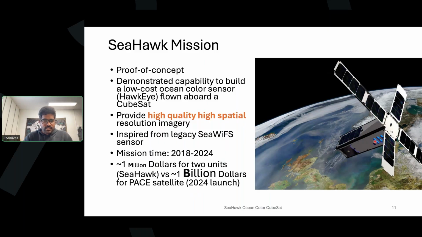The cost for this Seahawk mission is around $1 million for 2 units, as compared to the recently launched space satellite, which is $1 billion. So these are useful in terms of reducing the cost if you want to test a new technology and do proof of concept. And maybe in future there might be a constellation of ocean color CubeSats if we can prove that CubeSats are useful for ocean color as well.